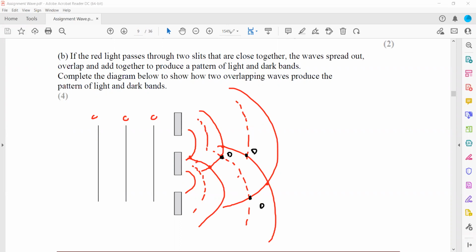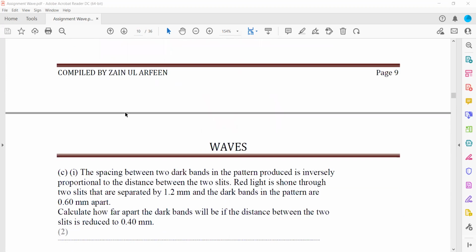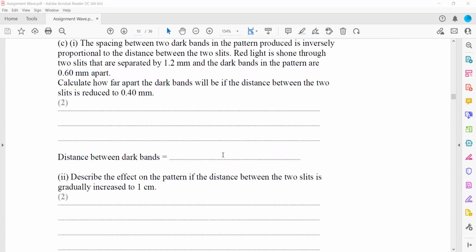So some regions where the crest joined with crest, there will be a constructive interference, and some region where crest joined with a trough, there will be a destructive interference. As a result of diffraction, the two waves combine with each other.